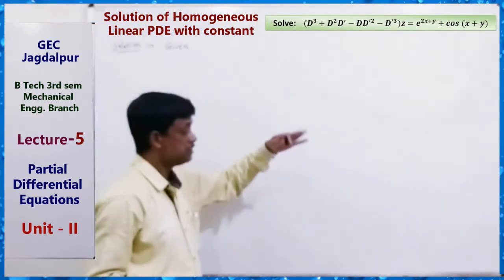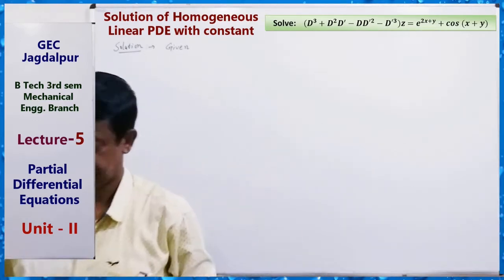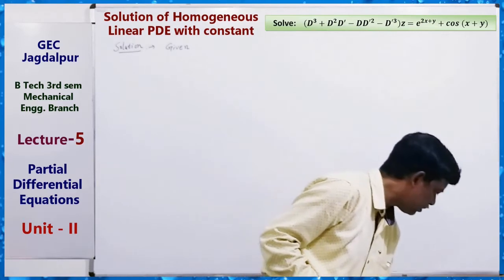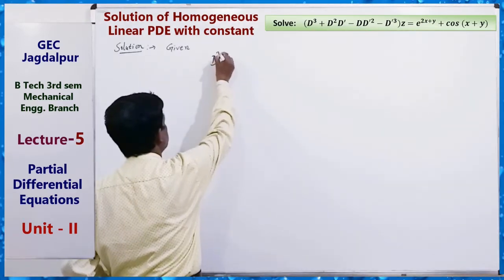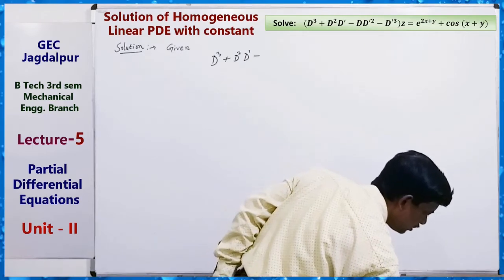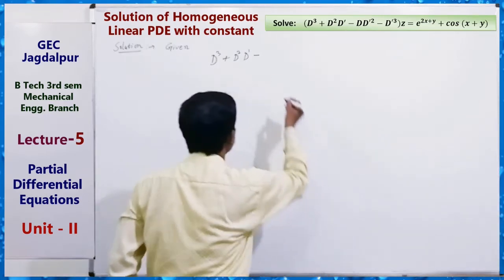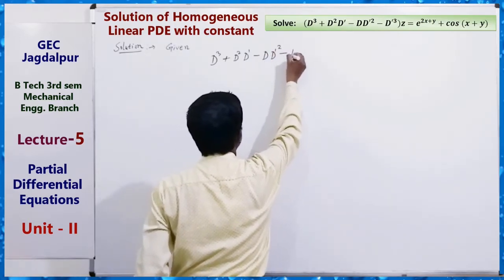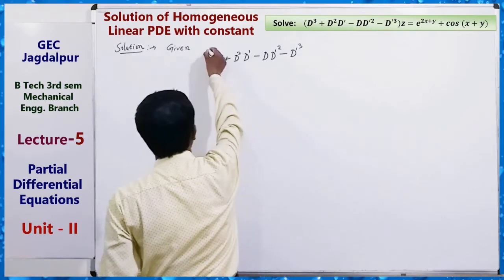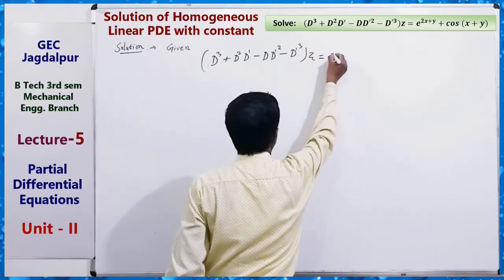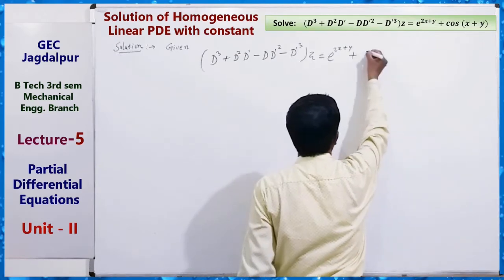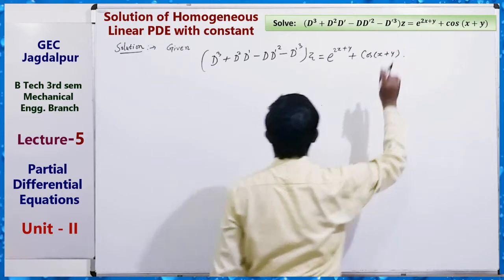Next question. That is (D cube plus D square D dash minus D D dash square minus D dash cube) z equals e to the power (2x plus y) plus cos(x plus y). This is the given equation.